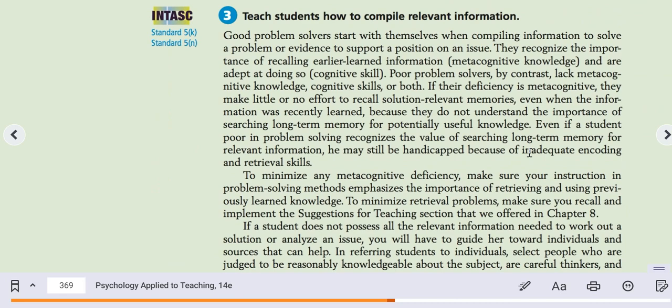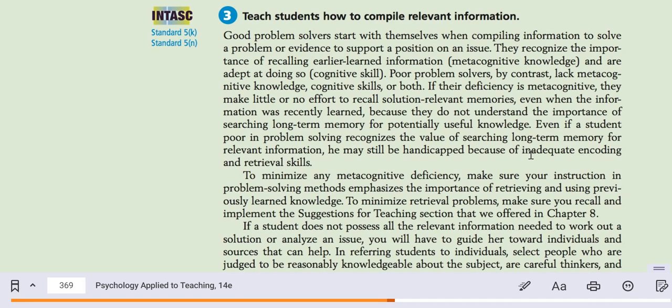Teach students how to compile relevant information. Good problem solvers start with themselves when compiling information to solve a problem or evidence to support a position on an issue. They recognize the importance of recalling earlier learned information, metacognitive knowledge, and are adept at doing so, cognitive skill. Poor problem solvers, by contrast, lack metacognitive knowledge, cognitive skills, or both. If their deficiency is metacognitive, they make little or no effort to recall solution-relevant memories, even when the information was recently learned, because they do not understand the importance of searching long-term memory for potentially useful knowledge.